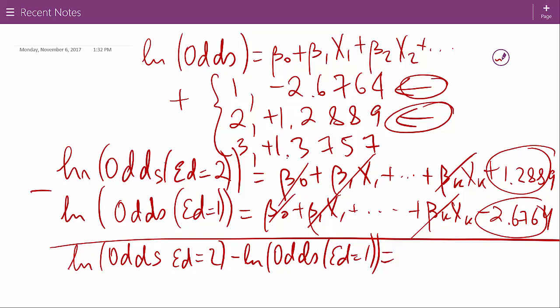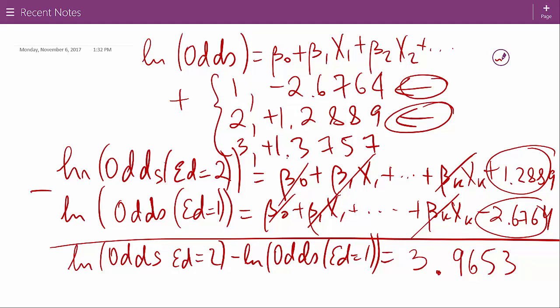Okay. So therefore, how much is 1.28? Oh, God. I think I need to use Excel, right? Can anybody do that on their computer? I don't know, switch back and forth. Can you do this? 1.2889 minus 2 points, so it's essentially plus, right? 2.6764. Whatever that number turns out to be. It's supposed to be 3 point something, right? 3.9, blah, blah, blah. 3.9653. Okay? All right, cool.